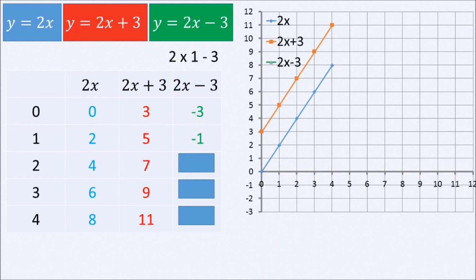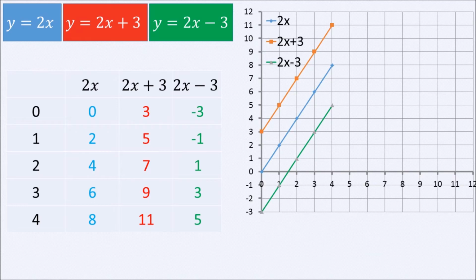for x equals 1, y is equal to minus 1, and for x equals 2, y would be equal to 1, for x equals 3, y would be equal to 3, and finally for x equals 4, y would be equal to 2 times 4 minus 3, which is equal to 5. And we also plot these points on the graph and connect them together, as you can see over here.